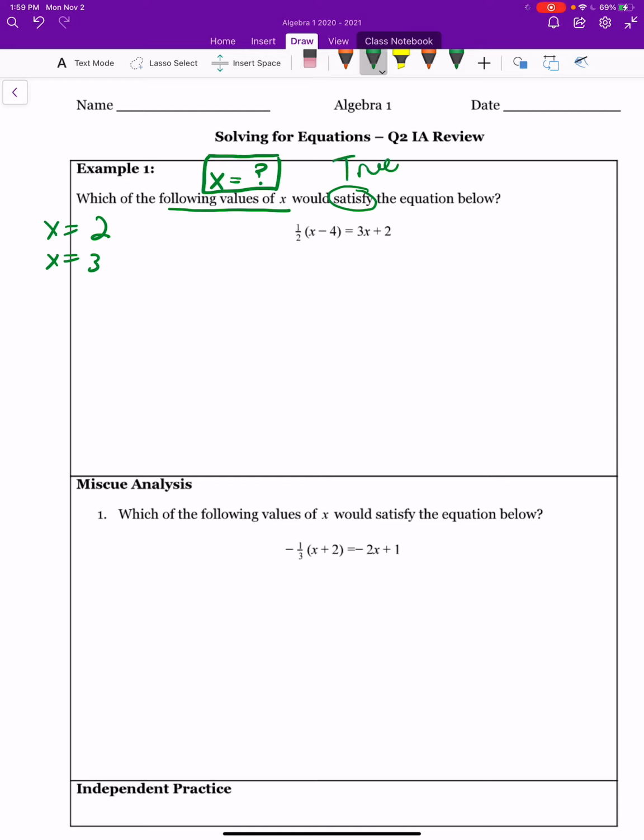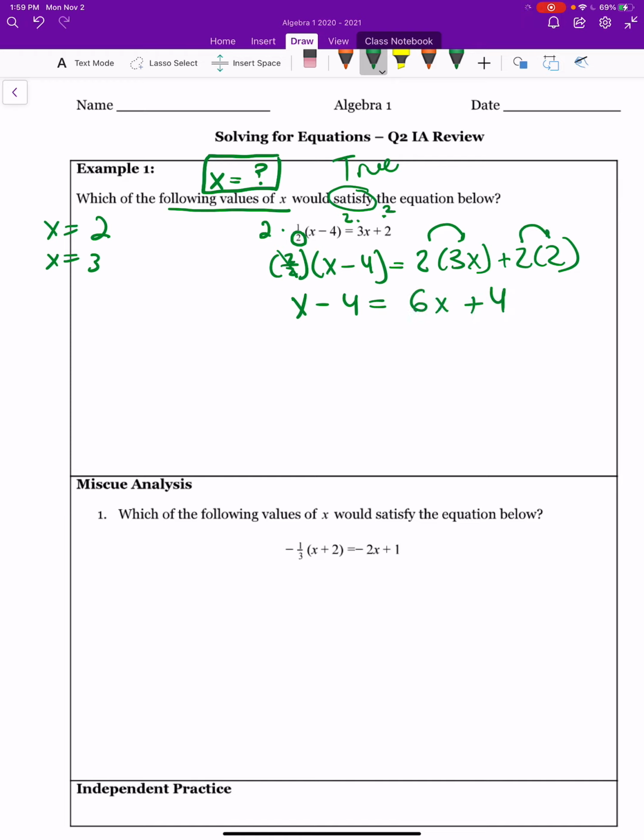Okay, so let's begin. I noticed that there is a fraction outside the coefficient. So one can say I multiply the reciprocal, but let's go more specific. I multiply every term on the outside by the denominator. What that does now, I have 2 over 2 times x minus 4 equals 2 times 3x plus 2 times 2. 2 divided by 2 is 1, it cancels out.